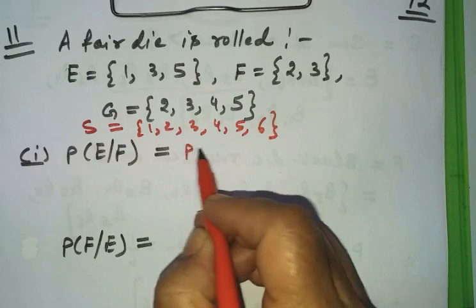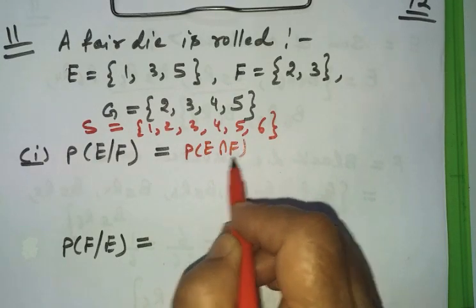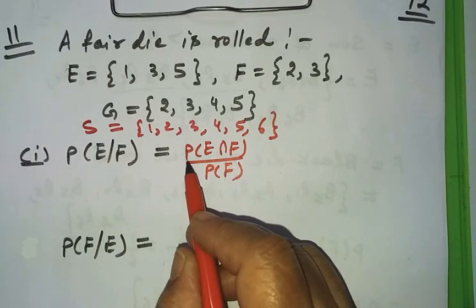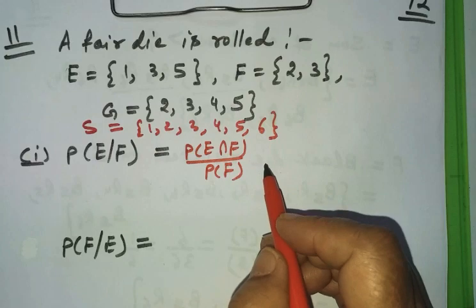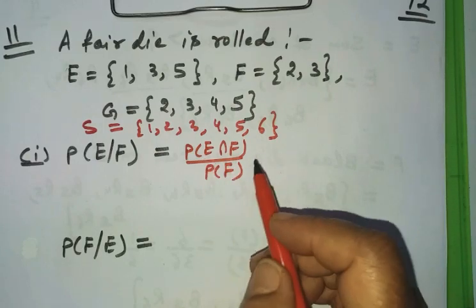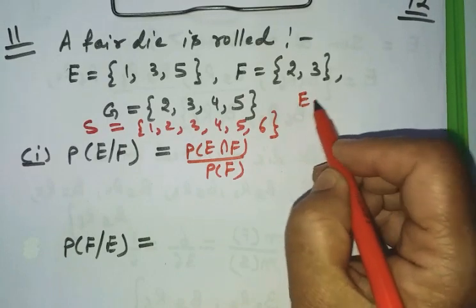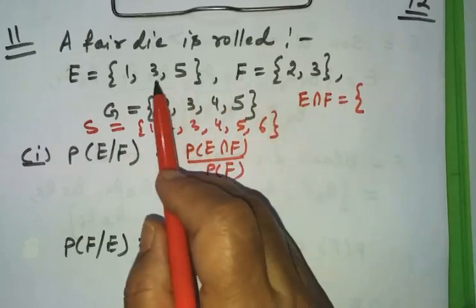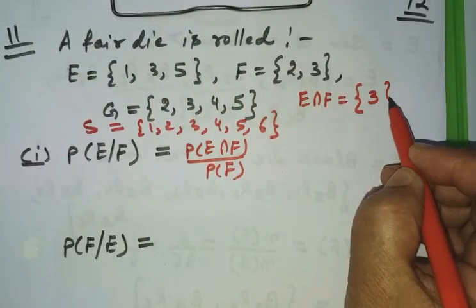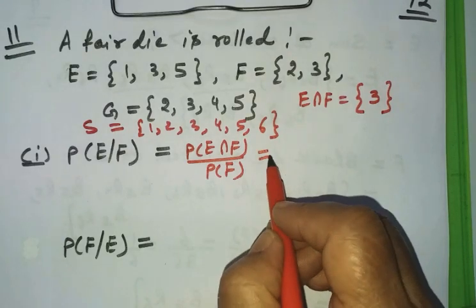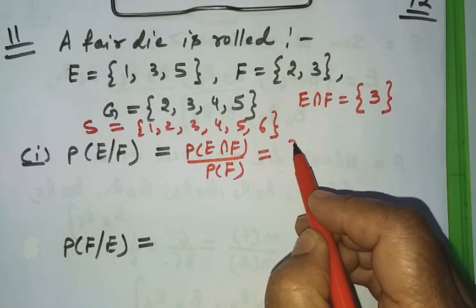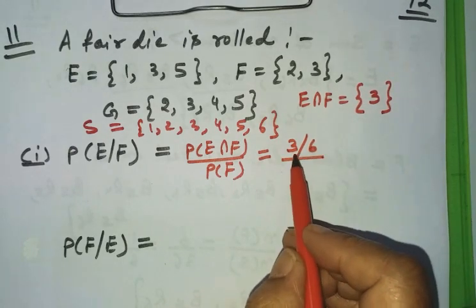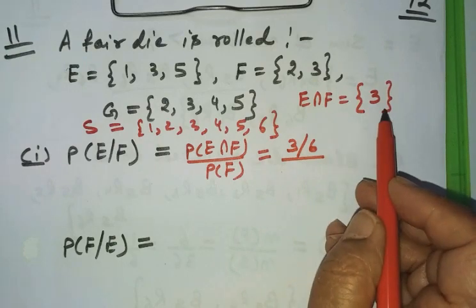P(E|F) means the conditional probability of E, knowing that F has already occurred. So this is equal to P(E intersection F) by P(F). I am going a little bit faster because I think it has become very obvious by now. So I need to write the set E intersection F. You can see E and you can see F. What is common amongst the two? The only common element is 3. So probability of E intersection F will be the number of elements in E intersection F divided by the number of elements in the sample space. So this 3 by 6 is the probability of E intersection F.